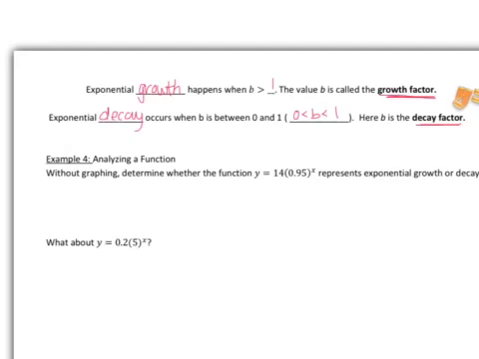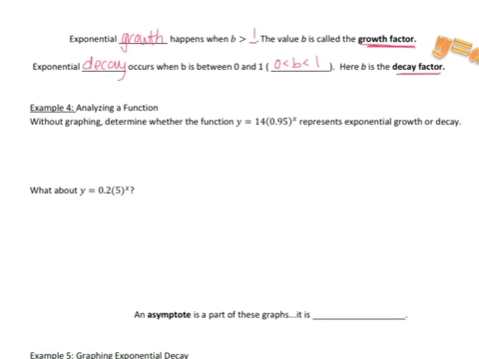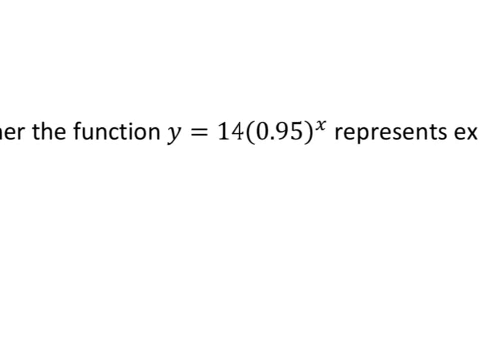We still use the same little formula, y equals A times B to the x. But now B is somewhere between 0 and 1, like 1/2 or 2/3 or 0.3. So we are going to determine whether an equation represents growth or decay. What part of this equation should we look at? The B. B equals 0.95. So is that growth or decay? Decay, because it's between 0 and 1.